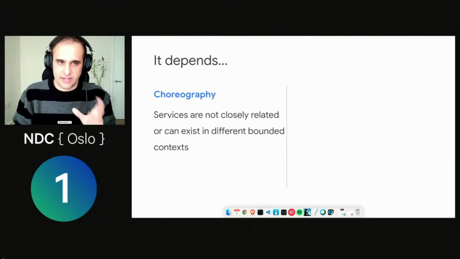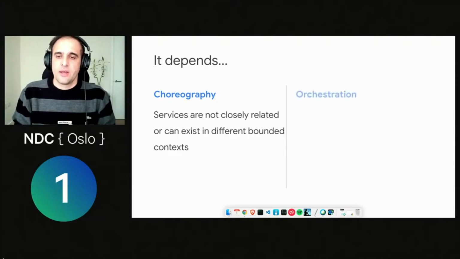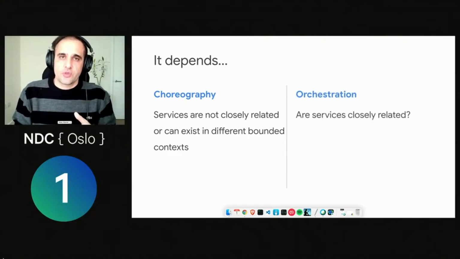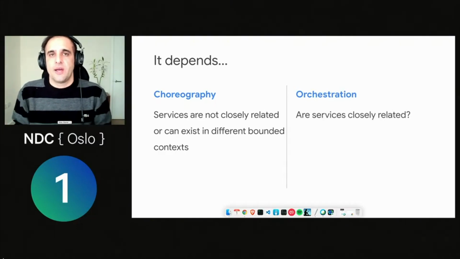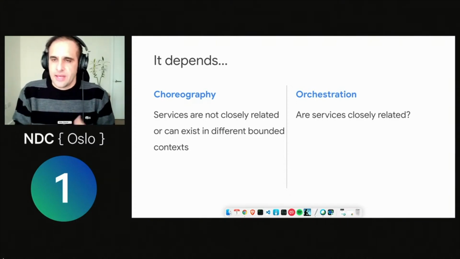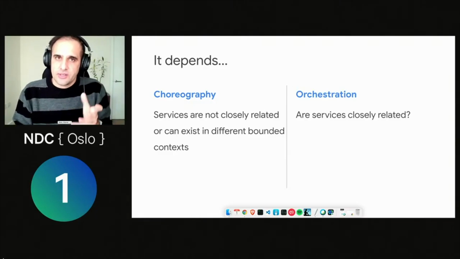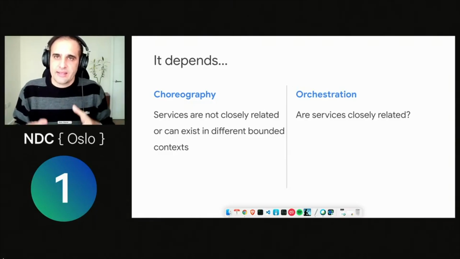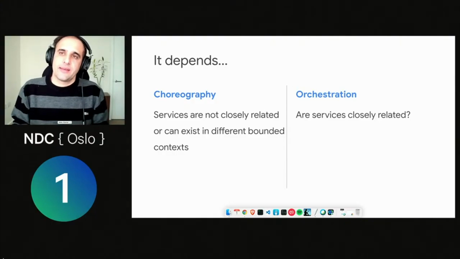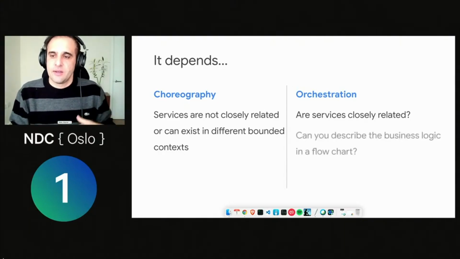So that's when I start thinking about event-driven. But on the other hand, if your services are closely related, meaning they usually are deployed together and they usually call each other in a certain order, then that's when I start thinking orchestration. Because if your services kind of act like a unit already, then why bother with the eventing flexibility? You don't really need that flexibility.